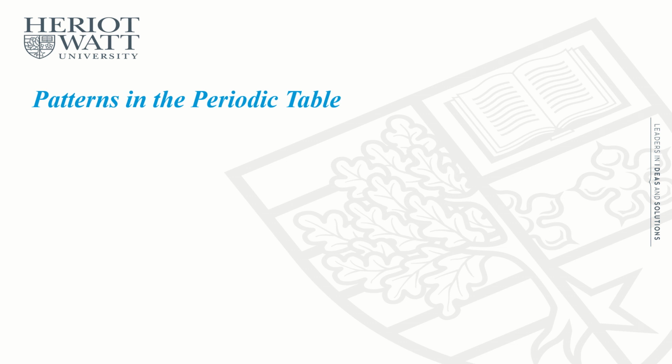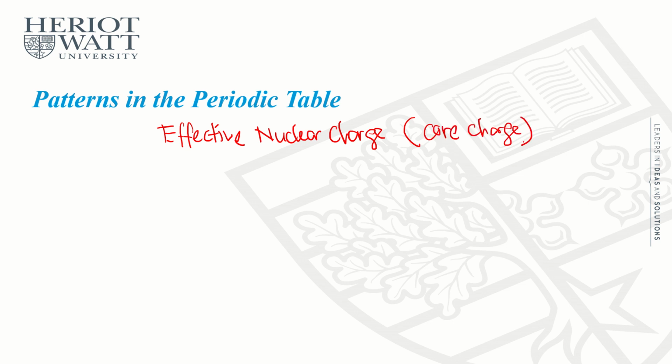Hi guys, this video is a summary of the patterns in the periodic table. First, I'm going to summarize the terms that we learned in this topic. So we have effective nuclear charge, also known as core charge. Now, what is effective nuclear charge?